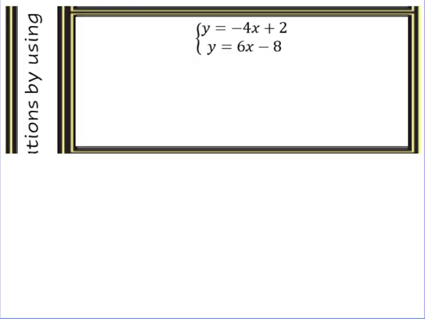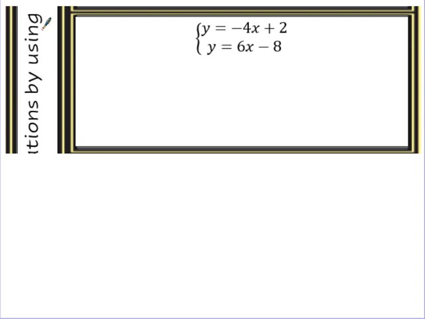Okay, go ahead and try this one out and see how you do. So hopefully you tried it on your own. I hope you paused, and I hope you gave this a shot so you can check and see how you did.